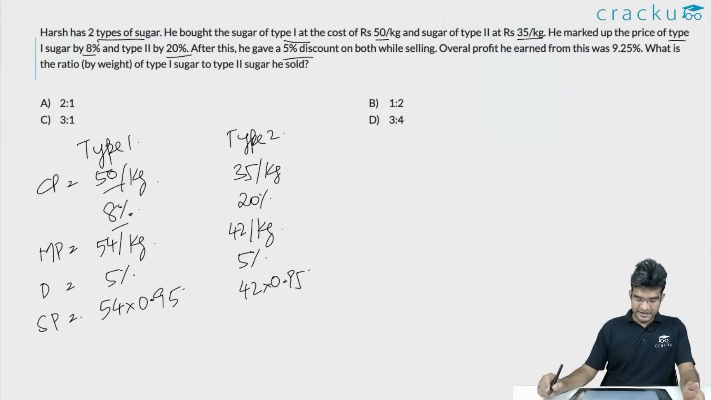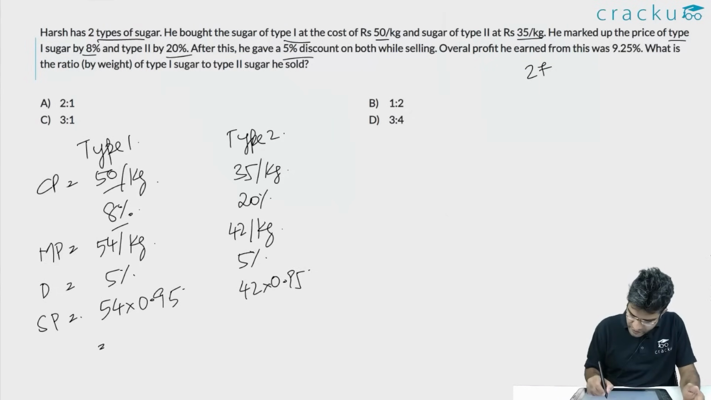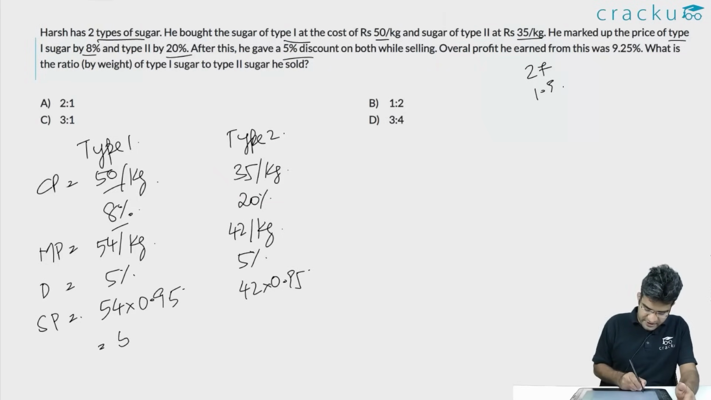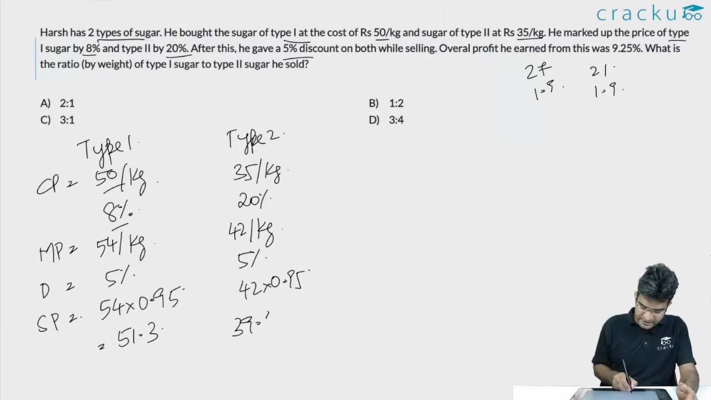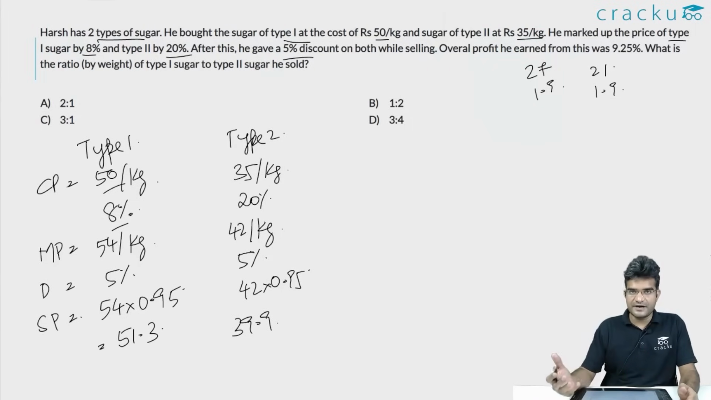You can use your calculator to figure out that 54 into 0.95 is going to equal 27 into 1.9. So 27 into 1.9 will be 540 minus 27. So that is equal to 51.3. Similarly, if you are looking at selling price of type 2, that will be 42 into 0.95. So again, to simplify, it is 21 into 1.9. 21 into 19 is 399. So this will be equal to 39.9. You can either calculate it this way, or you will have a calculator to actually calculate the decimals.